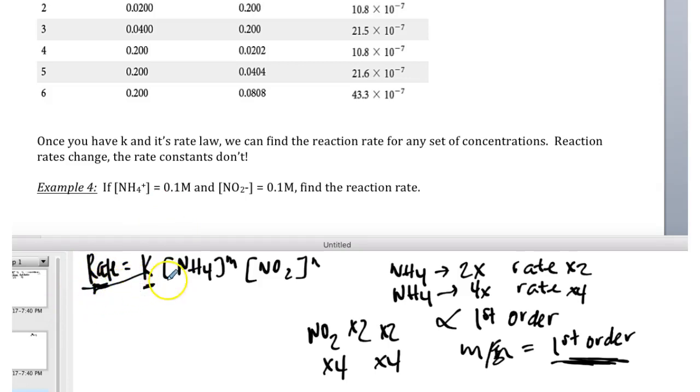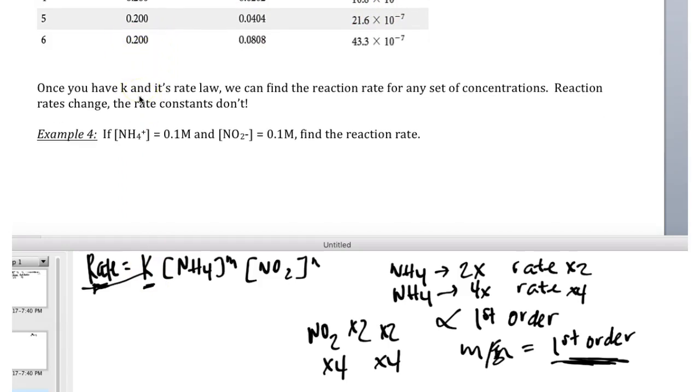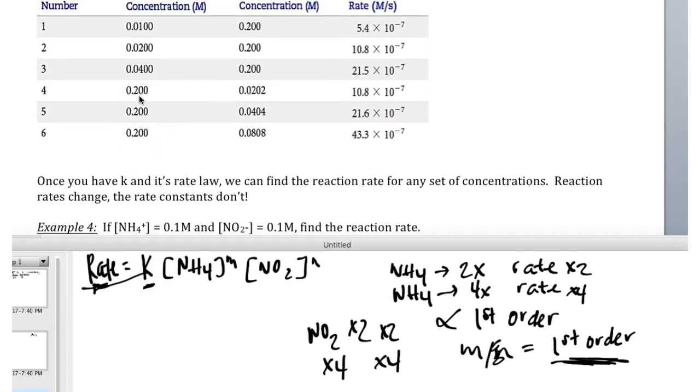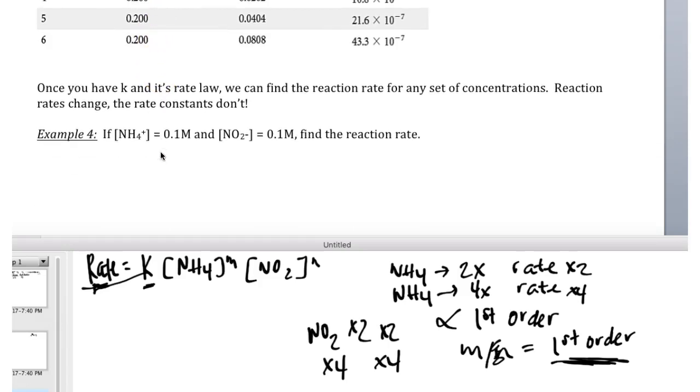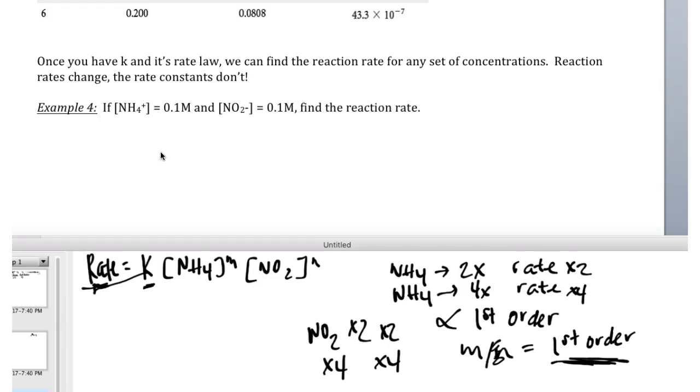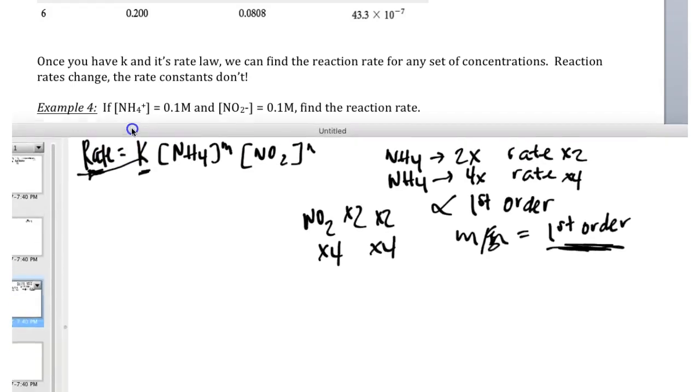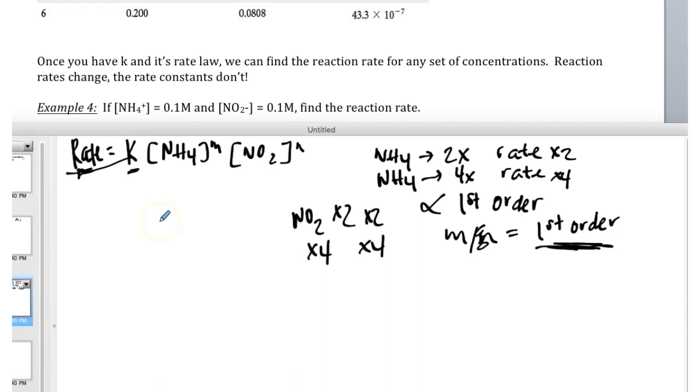So the way you do that is we're going to plug in numbers that are already given to us. So for example, I'm going to choose experiment 6 just because it's lower on my screen. You could choose any experiment, any one, and you're still going to get the same K value. So I'm going to choose experiment 6. What I'm going to do is plug all those numbers for experiment 6 into the rate law.